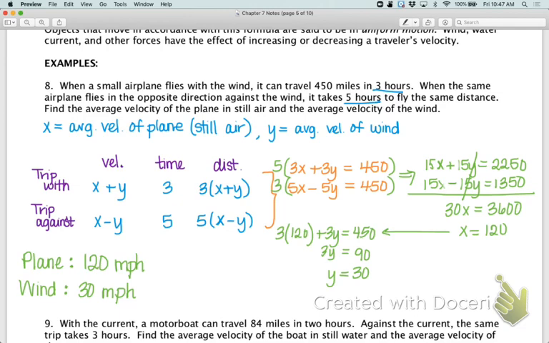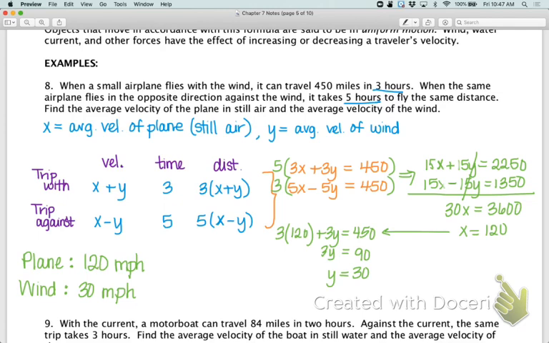So if we think about what this does, when I'm flying with the wind, that's the equivalent of my plane really going 150 miles per hour speed. If I'm flying against the wind, it's subtracting from my velocity, so it's the equivalent of only going 90 miles per hour. That's why it takes longer to go the second way, because the wind is slowing you down. So that is an example there.